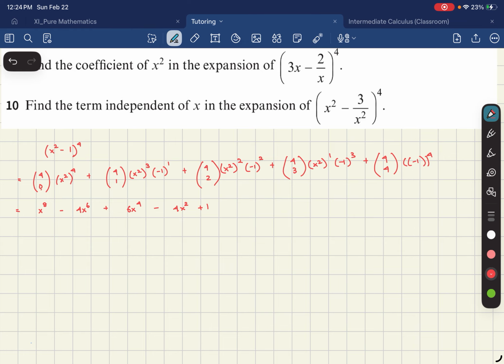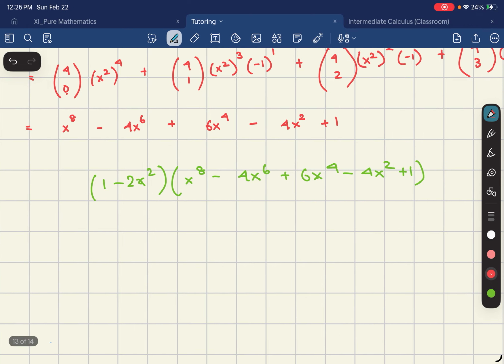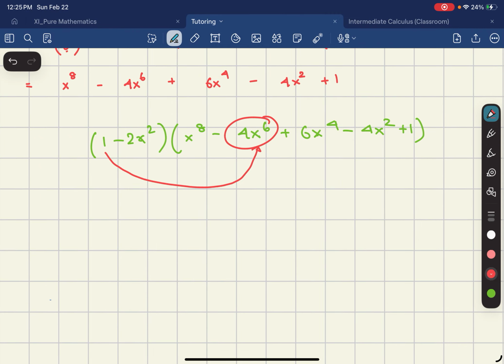Let's just say that we know (1 − 2x²) times (x⁸ − 4x⁶ + 6x⁴ − 4x² + 1). Now, if you look at it, what are the different possibilities of getting x to the power 6? Well, if I multiply 1 by −4x⁶ with this term, then I get −4x⁶, right? And that is the only term. The only thing I can multiply 1 with to get something to the power of 6 is this term.